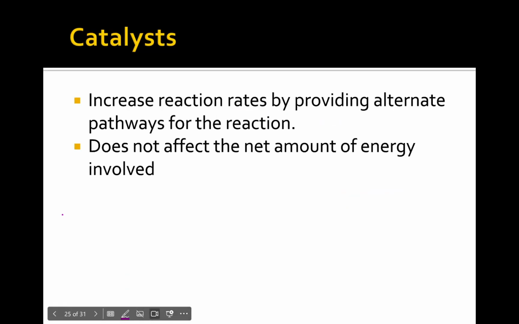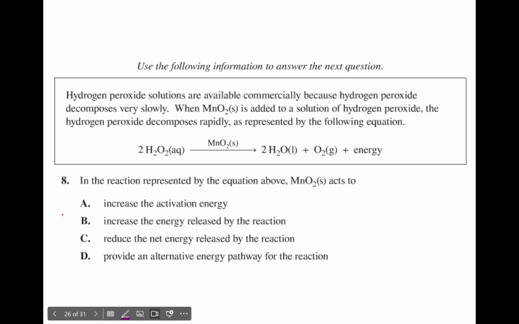So just reiterating with catalysts, they are just lowering the activation energy, but they do not affect the delta H. They don't affect anything else. It's just lowering that energy. So looking at this example, oftentimes catalysts are written above the arrow. So just being able to identify that.